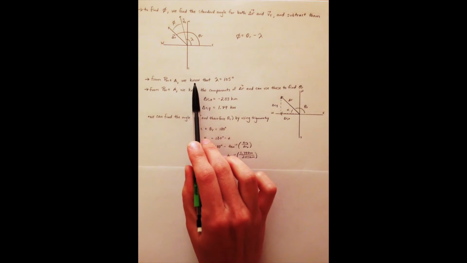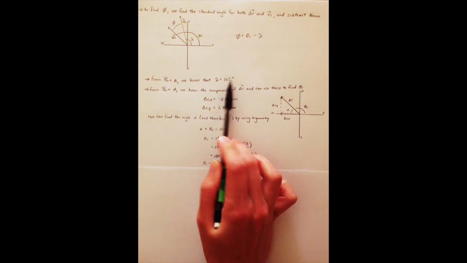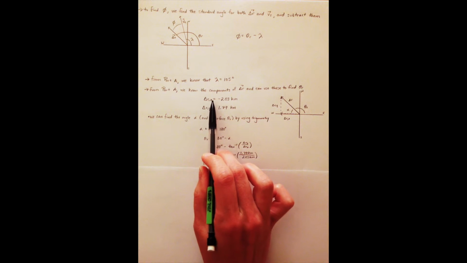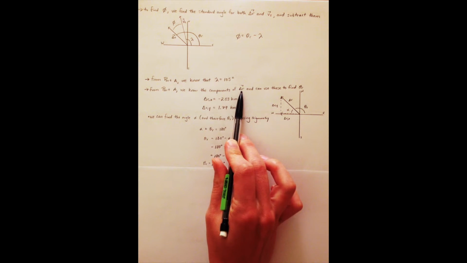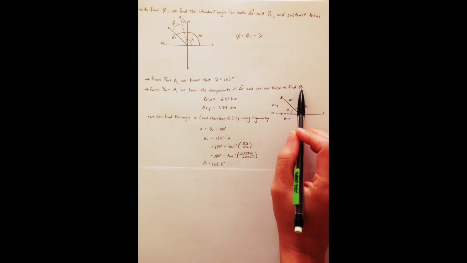From part A, we already know that the value of lambda is 105 degrees. We also know from part A the x and y components of the vector delta r. We will be able to use these components to find the angle theta r.